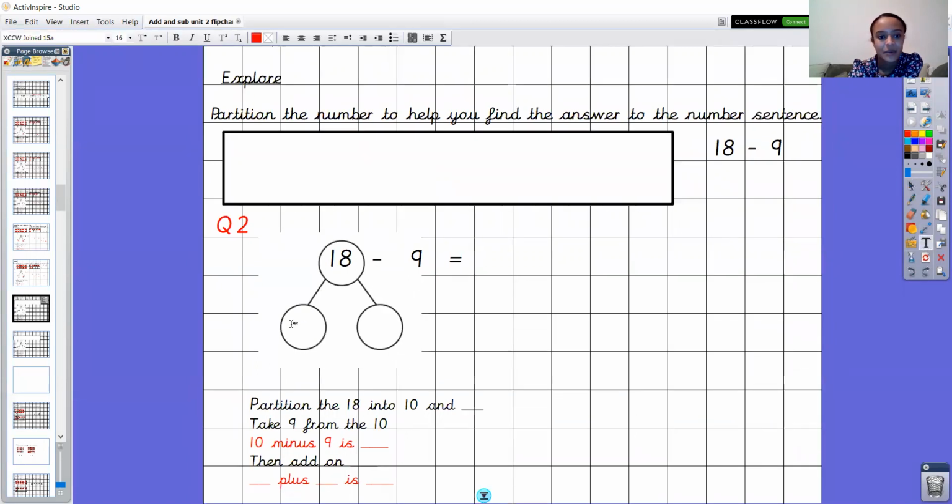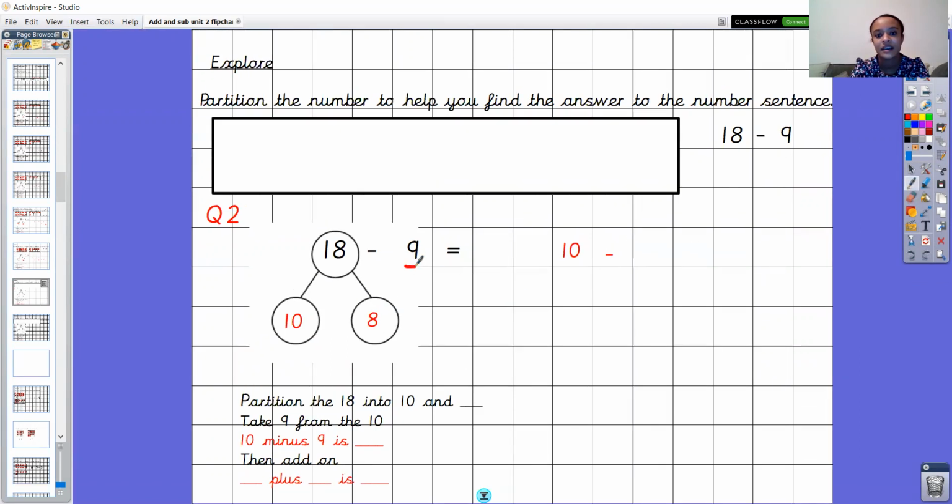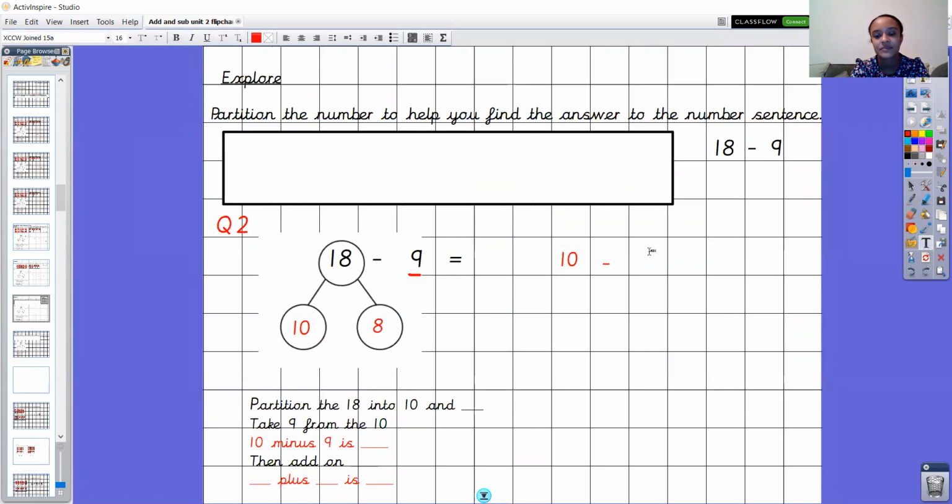Well done, year 1. So we're going to partition the 18 into 10 and 8. And I'm going to take my 10 over here. And I'm going to take what number away? I'm going to take the number 9 away from 10, the same as last time. So we know that when you've got 9 and you want it to 10, you just add 1 more. So 10 take away 9 is 1.